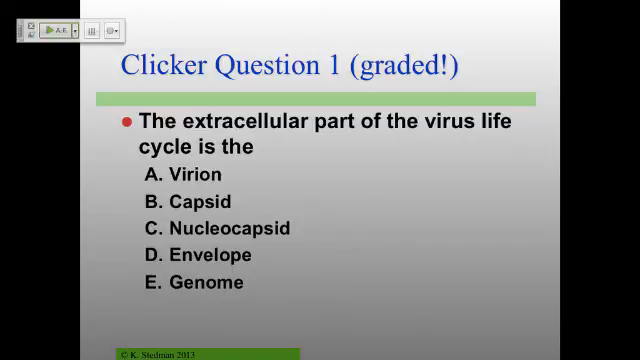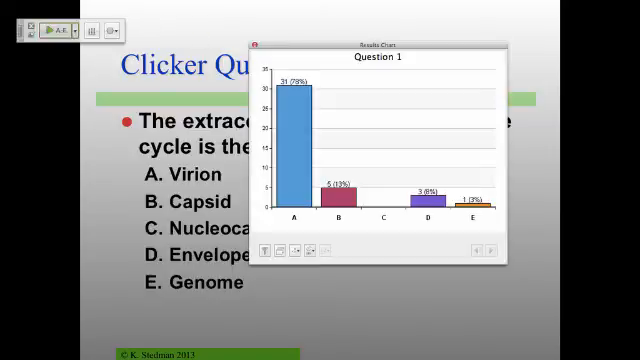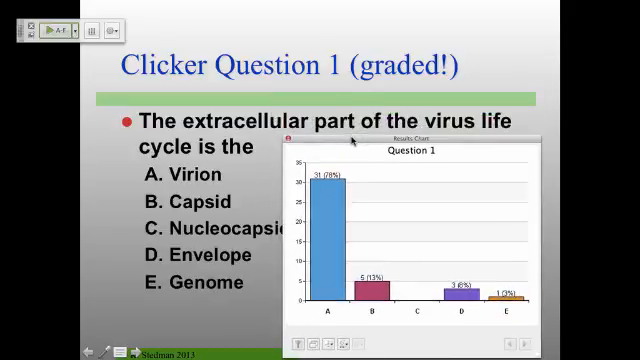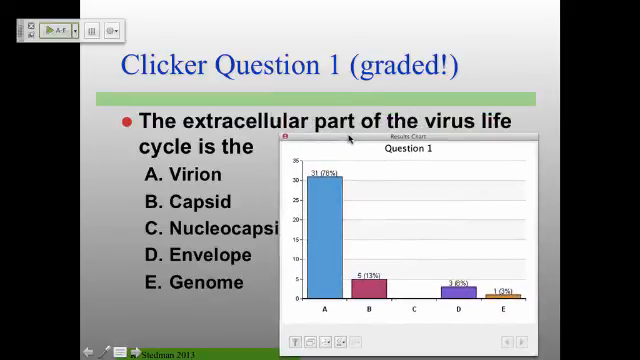What do you think? Let's show results. Here we are. Yes, the extracellular part of the virus life cycle is the virion. I will try to use virion when I'm talking about the extracellular part of the virus. A lot of people, me included, will say virus instead of virion when they really mean the virions, just the extracellular part. And the important thing here is really that viruses are not just the virion.